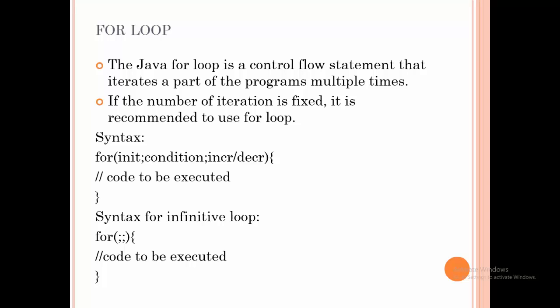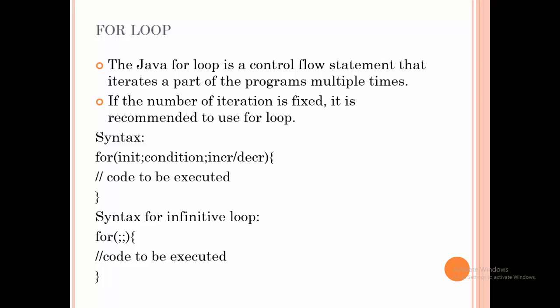For loop. So the for loop is a control flow statement that iterates a part of the program multiple times. So if I want to run a part of a program several times, I will be using the for loop. Particularly if the number of iterations is fixed, it is recommended to use for loop. So if I know how many times I want to execute the particular code, I can use for loop for that.